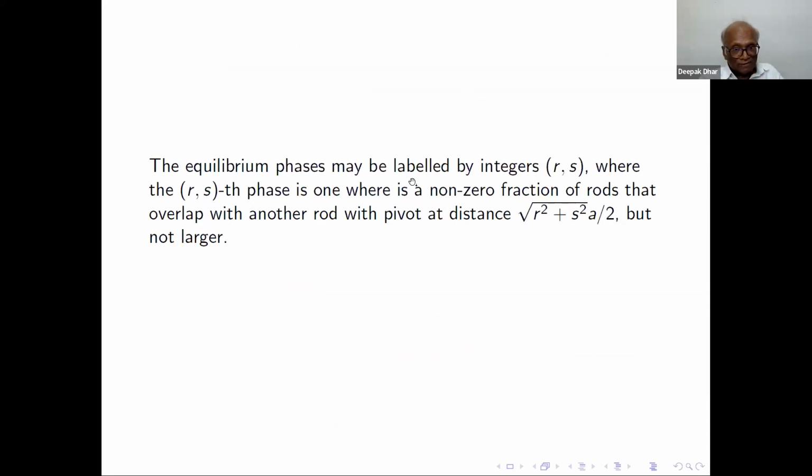So the equilibrium phases of the system can be labeled by two integers, r and s, where the rs phase is the one in which a non-zero fraction of rods overlap with another rod at a distance sqrt(r squared plus s squared) by 2, but not larger. So you say that the phase 10, 15 is the phase where there is a possible overlap between the 2 points which are separated by 10, 15 distance for non-infinite u. But there are some distances where they cannot overlap at all. So there is the distinction between the phases, and the value of rs will be the largest value of r and s such an interaction is possible.